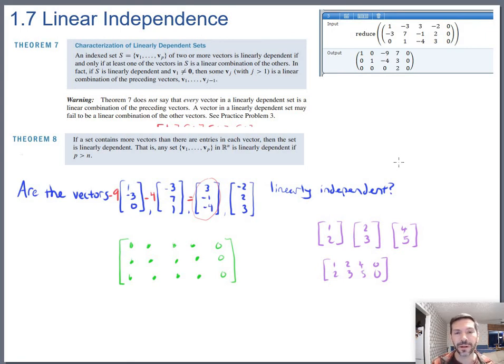I just want to put one other little idea, one other shortcut in your head. I won't exactly call this one a superpower because it only works in one particular instance, but it's worth noting as well. So if the 0 vector is in the set, the set's automatically dependent.